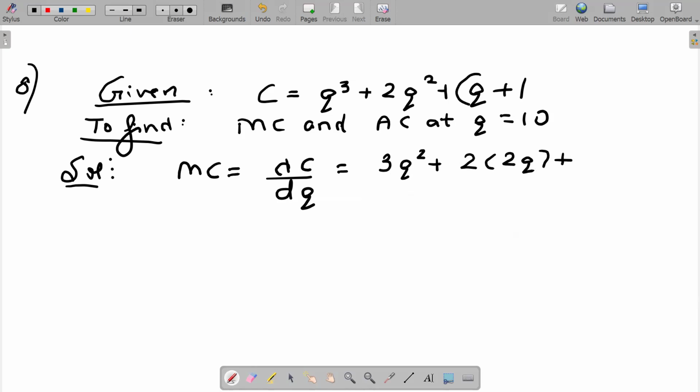The derivative of Q is 1. The derivative of 1 is 0. So my marginal cost comes out as 3Q square plus 4Q plus 1.